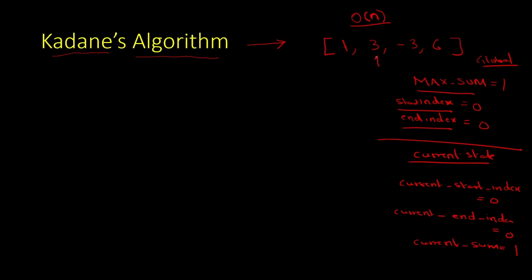So that is here. So this is a positive number. In this particular question, whenever I find a positive number, I'm very happy. So what is the current start index? It is still 0, right? I have started there only. I have not updated it. What is the current end index? It would be 1. What is the current sum? 1 plus 3. It would be 4.